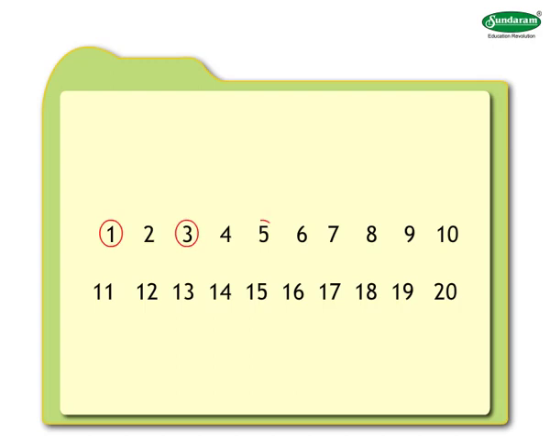Then circle the number 5, leave the number 6. Then circle the number 7, leave the number 8. Then circle the number 9, leave the number 10. Then circle the number 11, leave the number 12.